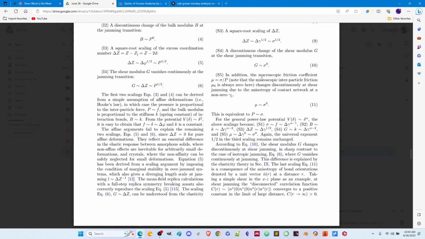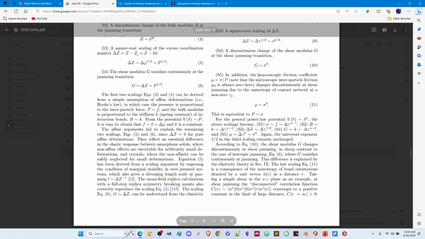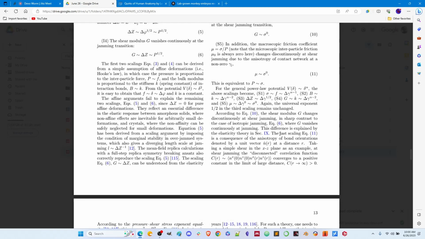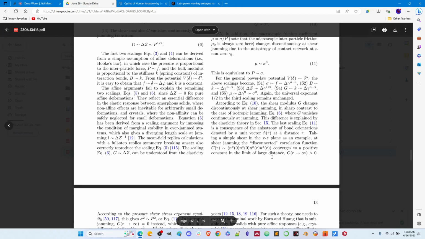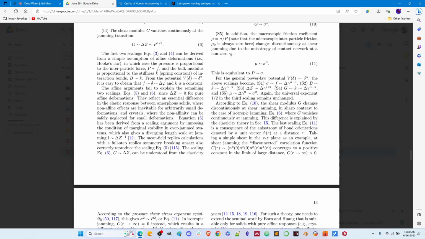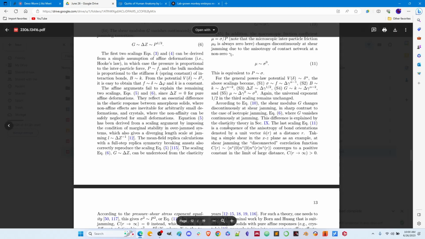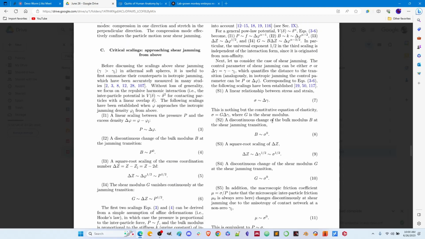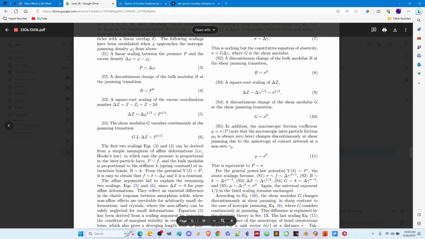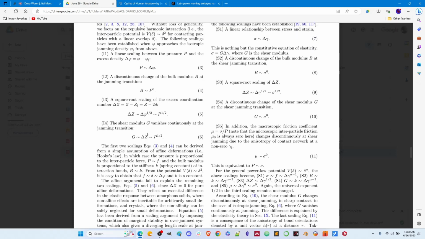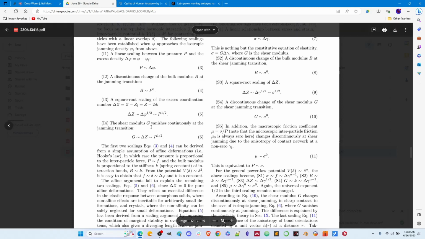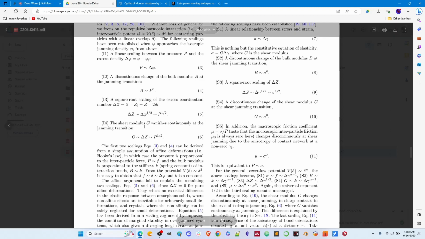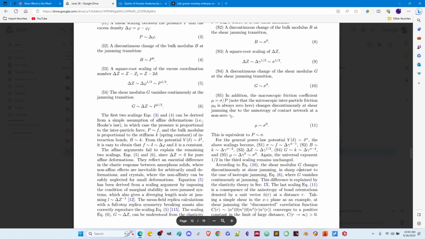The macroscopic friction coefficient, which is mu, is also equivalent to that. And then it's also equivalent to P. So they're relating all that. Then they're talking about how G changes discontinuously at shear jamming, and that's different from isotropic jamming. In equation 6, which is down here, G is related to these two things here. The shear modulus G vanishes continuously at the jamming transition, so they talk about this set of relations. G vanishes continuously at jamming.